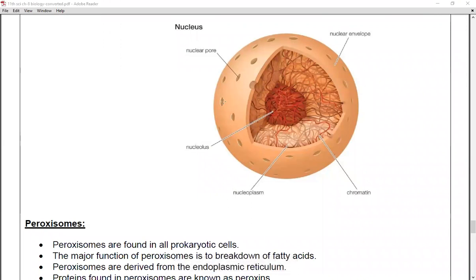Now, this is the structure of the nucleus. This is the nucleus, and there will be these pores which are known as the nuclear pores. This is the nuclear envelope, right? This is the chromatin, that means the chromosomes which are formed, right? Two types of chromatin are there, euchromatin and heterochromatin. The middle structure, the red colored part, is the nucleolus, right?